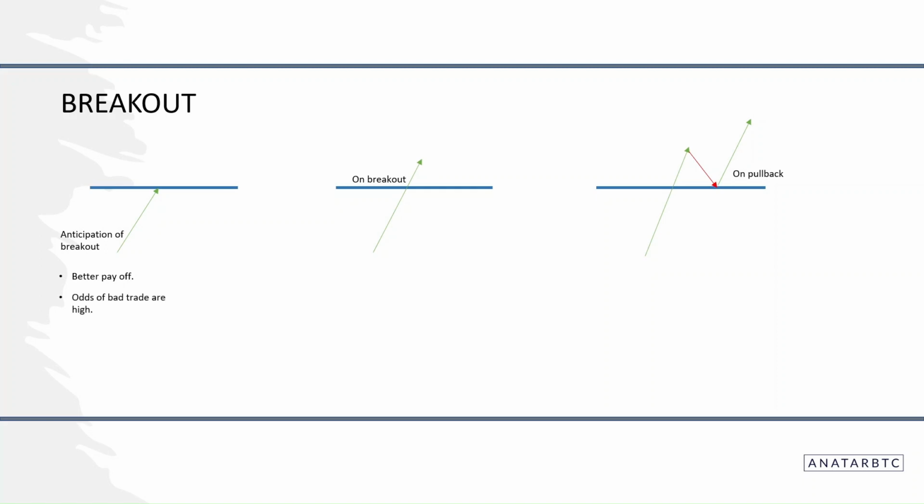First thing is they enter early before a breakout in anticipation of breakout. Second way is when the breakout happens, then a trader enters in a trade. Third thing is breakout happens, a pullback happens. On the pullback or retest, then the trader enters on a trade. Now, all these three have different advantages and disadvantages. For example, anticipation of breakout has a better payoff since you are getting a very early entry. But the drawback is odds of bad trade are high. So it might happen that the price is rejected from the key level and then your stop loss will be hit.